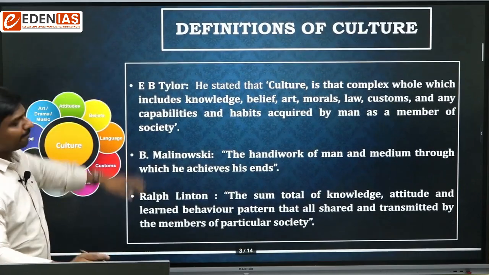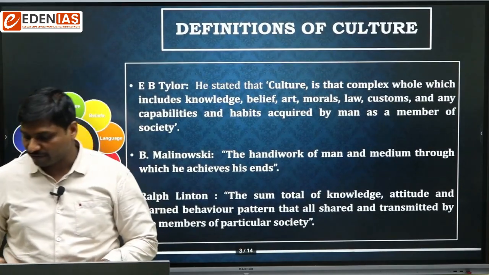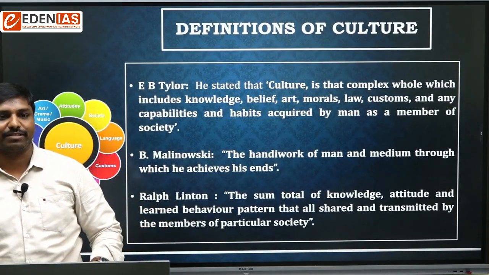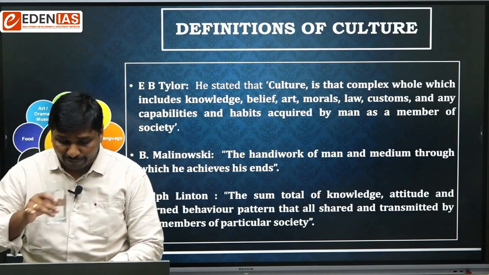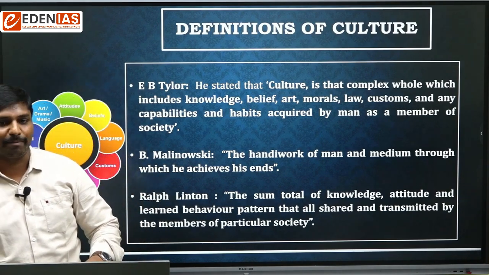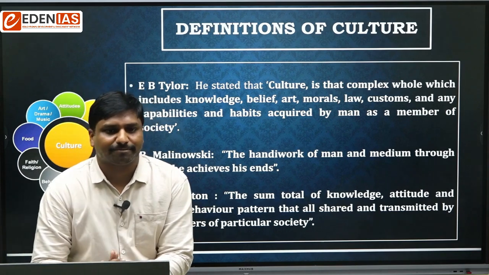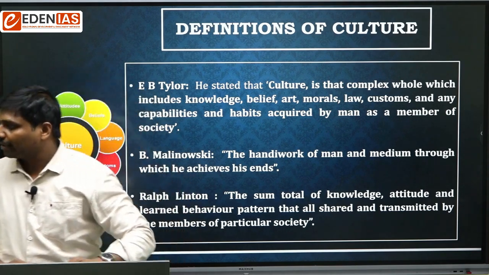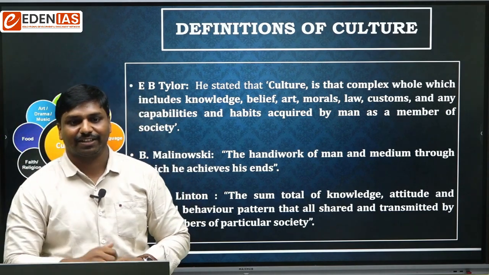So then scholars have tried to define culture in various ways, and we have to understand those definitions given by various scholars. So can someone call Suchanesi?